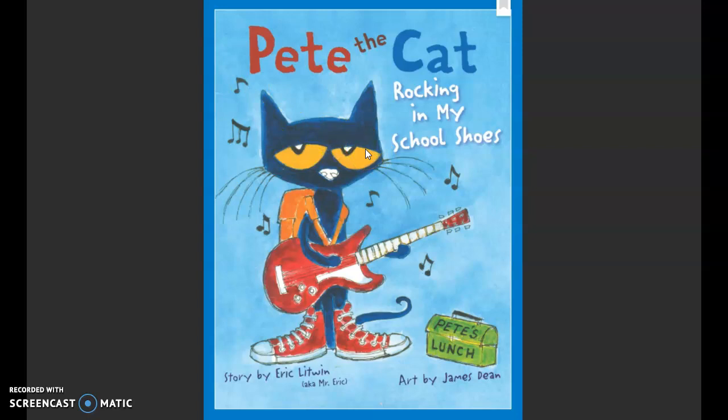So, let's look at this cover. Who do you think the story is about? Well, I'm assuming it's about Pete the Cat right here. What do you think he's going to do in this book? So the book is called Pete the Cat, Rockin' in My School Shoes. So I think he's probably going to go to school in his school shoes. Let's see.